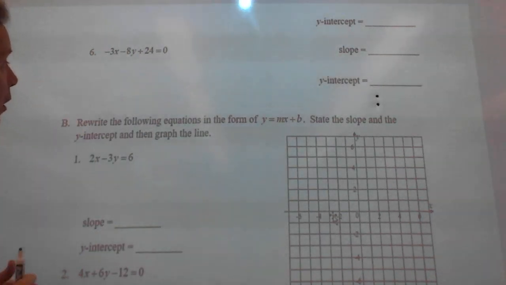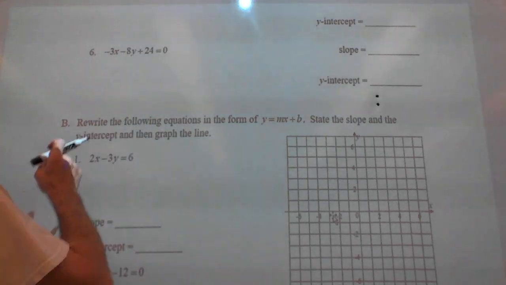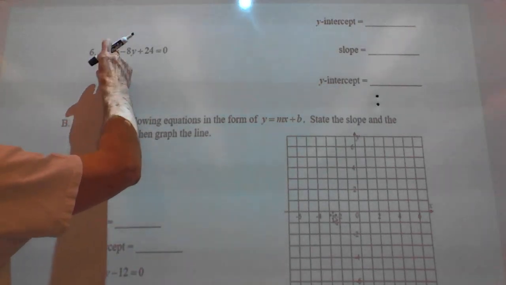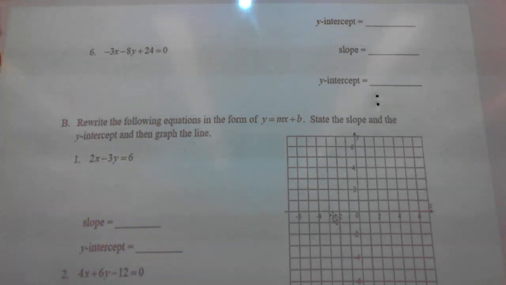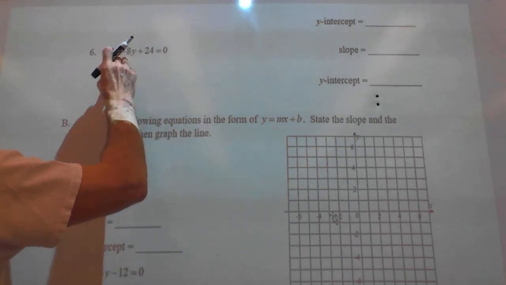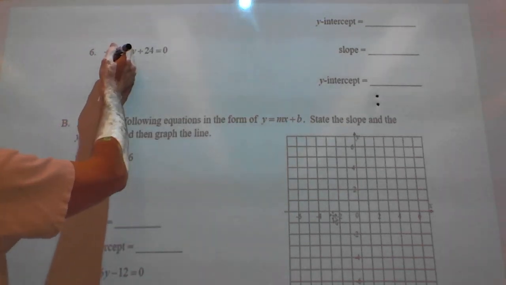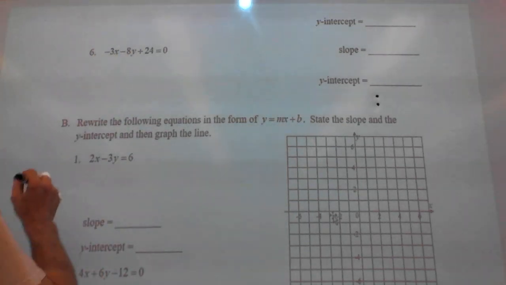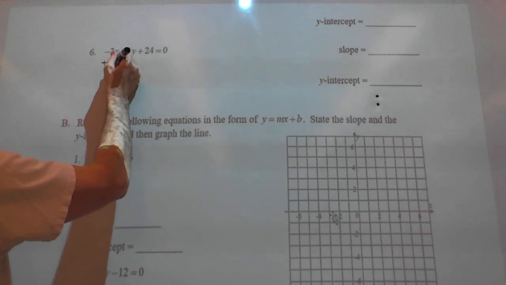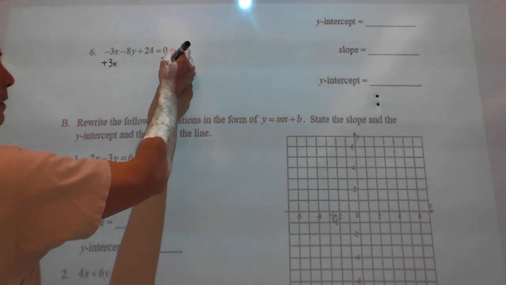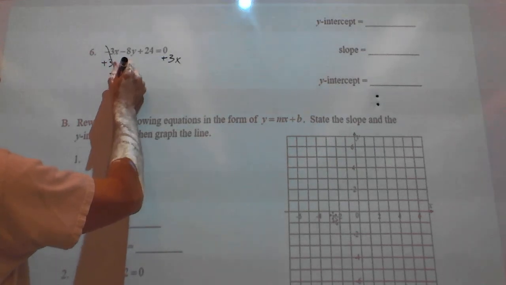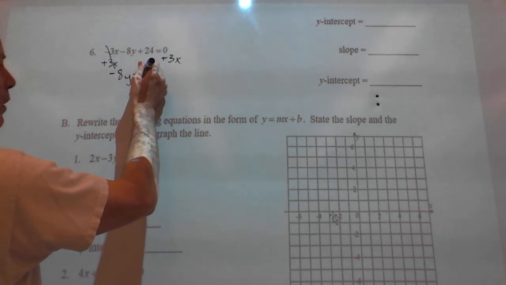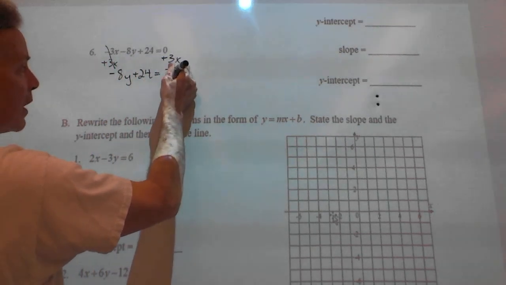Okay? So, for this one, to isolate y, we've got to get rid of the 3x, we've got to get rid of the 24, we've got to get rid of the negative 8. So, get rid of stuff that has to be added and subtracted. We'll get rid of this 3x. So we're going to add 3x to both sides. That'll cancel on here, and you'll have minus 8y plus 24 equals 3x.